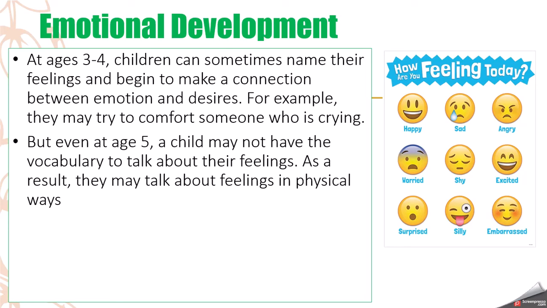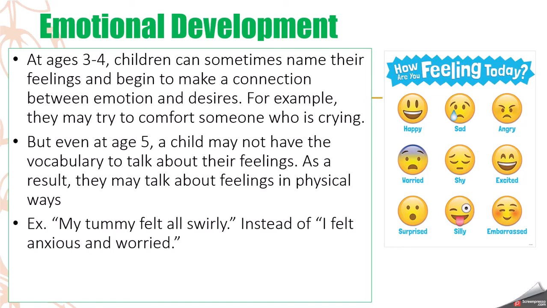And this is because if a feeling is more complex, they can't really completely understand it, and they don't have the vocabulary to talk about it. So sometimes they talk about things in physical ways. My tummy felt swirly instead of I feel anxious and worried, or I have a tummy ache. They might say something like that.